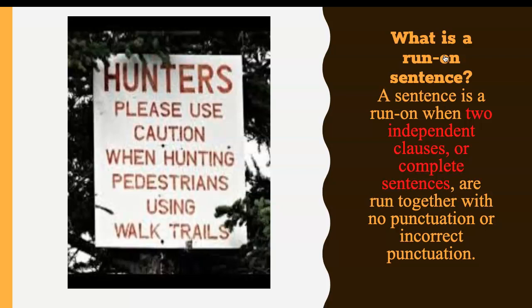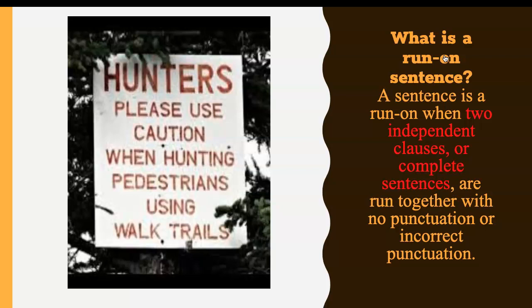So for example, this sign is really out there somewhere and it says, "Hunters, please use caution when hunting pedestrians using walk trails." Now, we know that this means, hey, hunters, be careful. There are people here, walking the trails. Don't shoot them, right? Hopefully, that's what this implies. Instead, it's saying, hey, hunters, use caution, with other wild animals while you hunt people who are walking on the trails. Now, let's not do that.